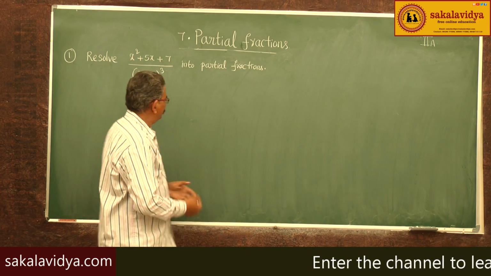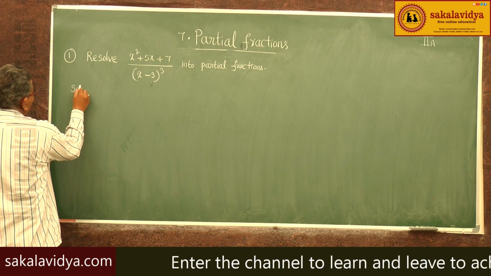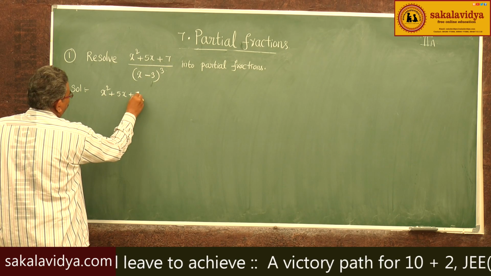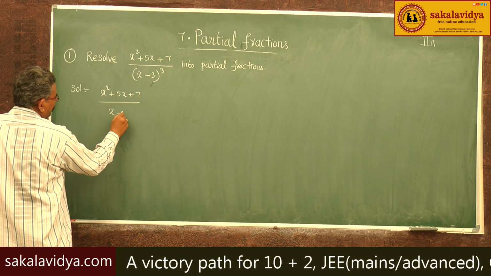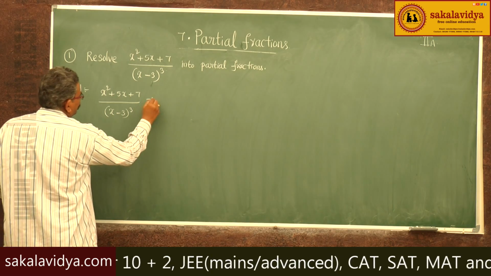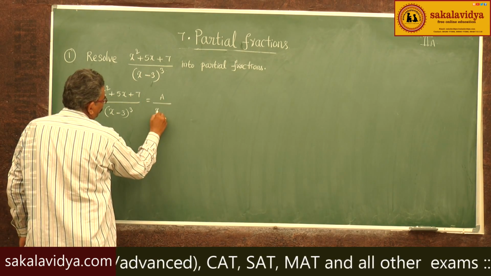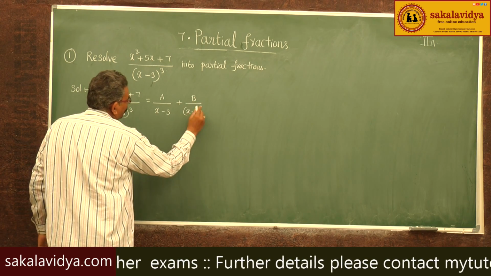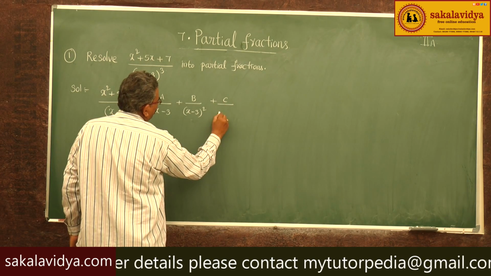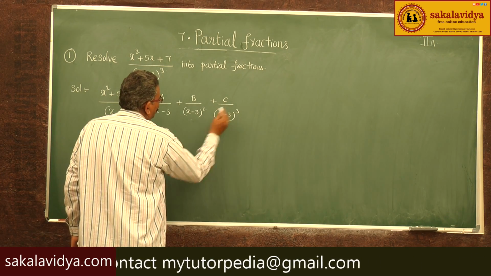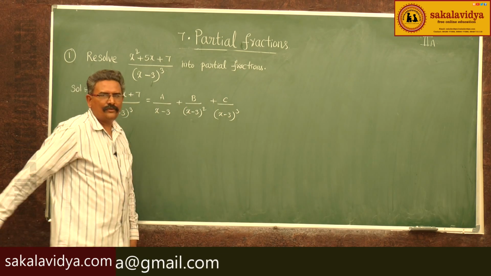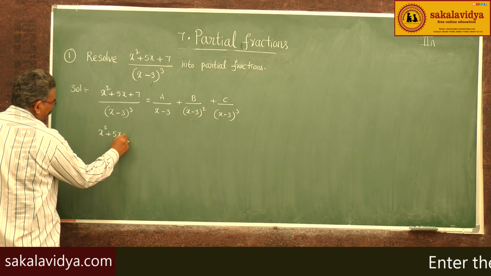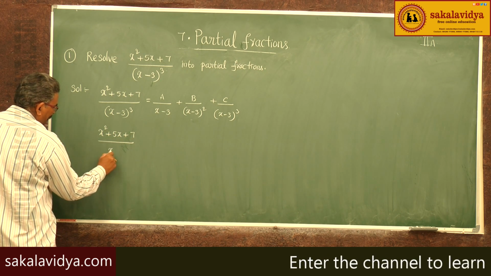So, let us solve it. x square plus 5x plus 7 by (x minus 3) whole cube equals a by x minus 3 plus b by (x minus 3) whole square plus c by (x minus 3) whole cube. Now, these three constants we have to find out.